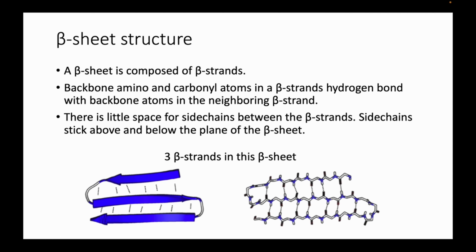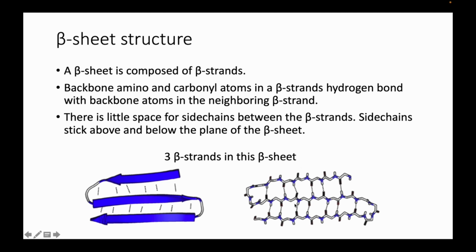The beta sheets are stabilized by backbone amino and carbonyl atoms in beta strands that hydrogen bond with the backbone atoms in a neighboring beta strand. So here is the same molecule, but now we can see the atoms, and the side chains are hidden in this view. So we can see here's a carbonyl, here's an amine, and they are hydrogen bonding. Go to the next amino acid, here's an amine, here's a carbonyl, and they're hydrogen bonding. So they're set up in just the right geometry that, again, those carbonyls and amines from the peptide backbone are lined up to hydrogen bond.